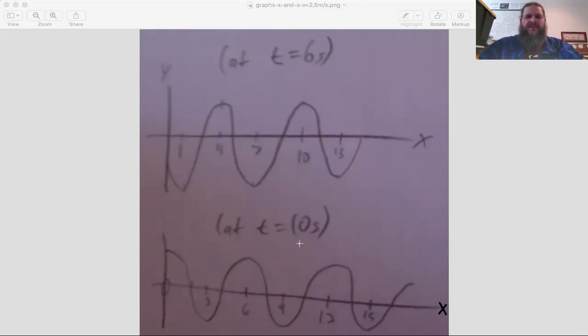And so you could think of these as like snapshots or video that is paused. Like we have a video of a wave and we pause it at 6 seconds and look at what the wave looks like. And we also pause the video at 10 seconds and look at what the wave looks like. So what information can we find from these graphs if they're both X versus Y?